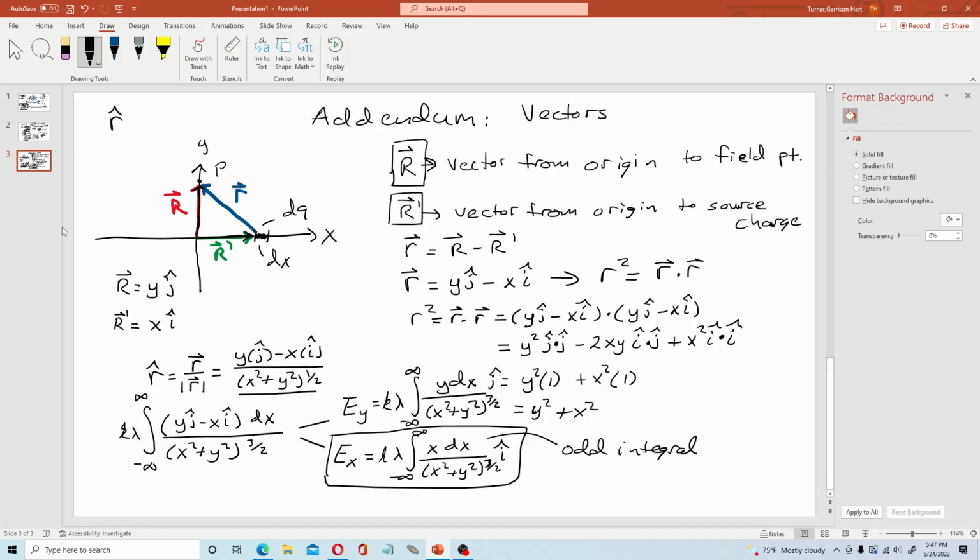And you can prove this to yourself. You can do the same kind of trig substitution that we did, and you will find that this integral does in fact go to 0. Or you can use Wolfram, or whatever. But the y component, you'll see, is the same result that we obtained by symmetry arguments, but with some rigorous vector work. And so this is the technically proper way to do it, is to use these vectors.